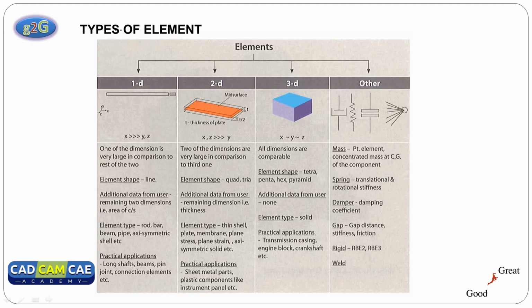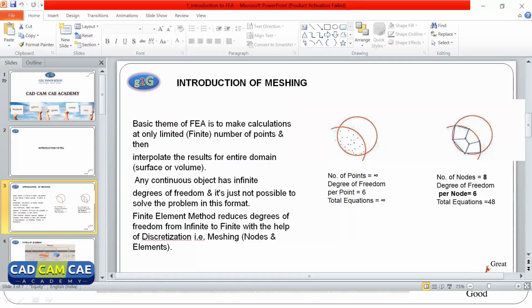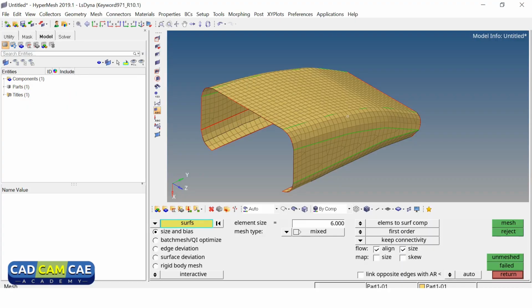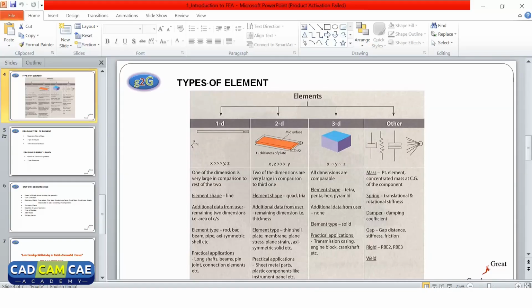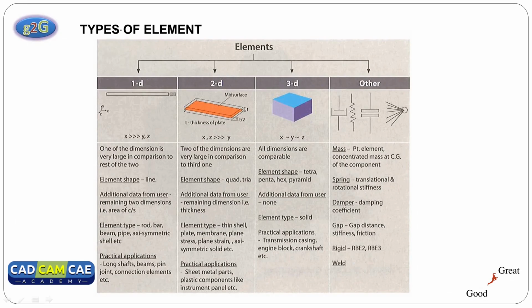So 2D elements, which we have seen just now in HyperMesh, will be in one plane. The thickness dimension will be very small compared to the other two. The element shapes will be quad and tria. Just now we have seen here quad elements and tri elements. So this is nothing but 2D meshing, shell meshing. Practical applications of 2D meshing are sheet metal parts and all automobile components, automobile interiors other than seat foams, and the instrumentation panel, the dashboard, which will come under 2D.